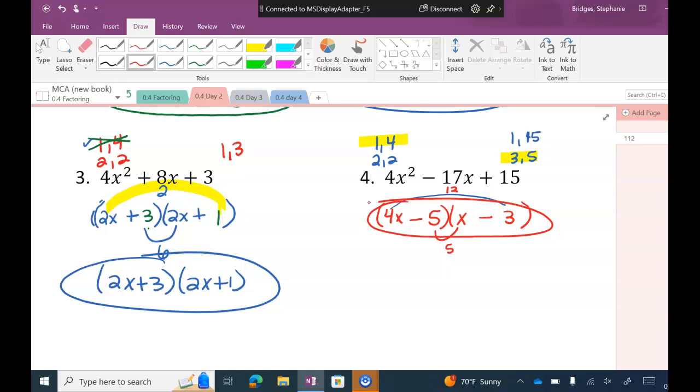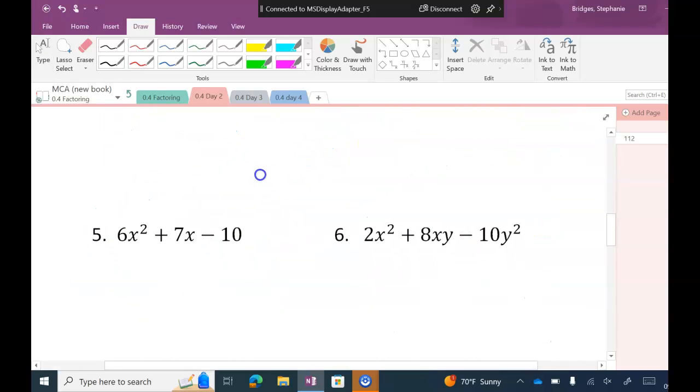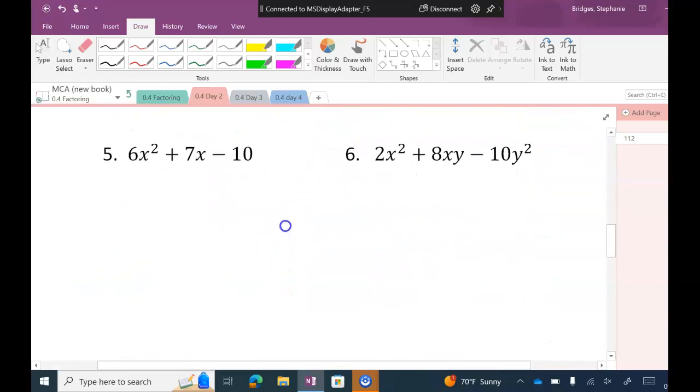Are we feeling kind of okay with these? All right. Try 5. We'll do 6 together. 6 is going to confuse people a little bit, so we'll do that one. So go ahead and try 5.